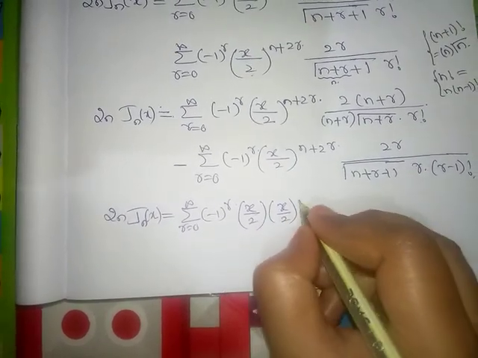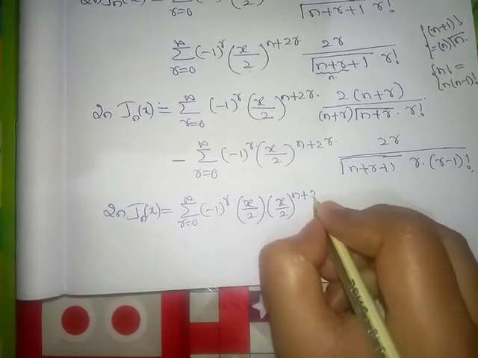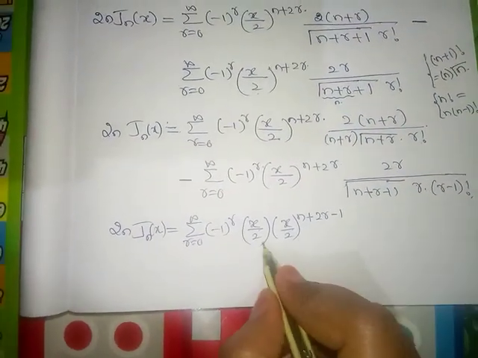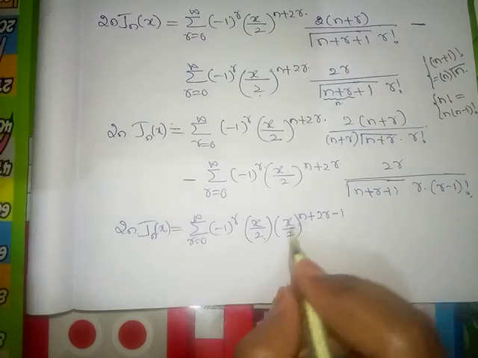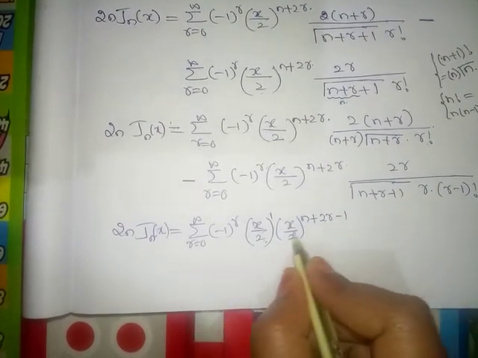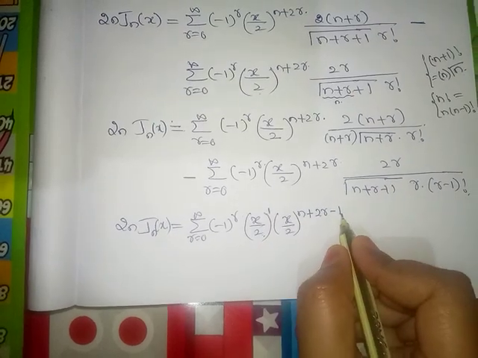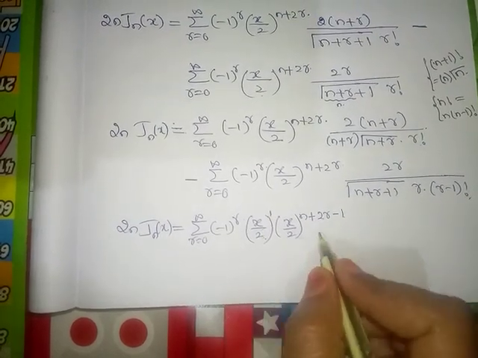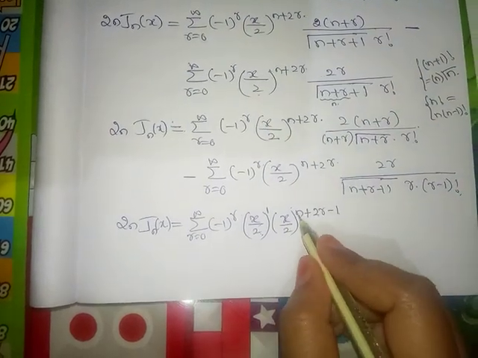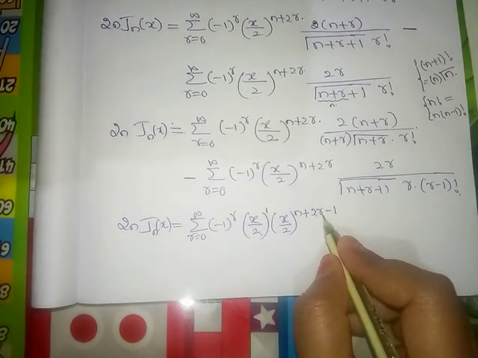If I am taking x by 2 here, I have to subtract 1 in the power as well. Here I am taking x by 2, so the power is 1. When we simplify the power, plus 1 minus 1 get cancelled, which means this x by 2 term cancels. Our remaining term will be only x by 2 raised to n plus 2r.